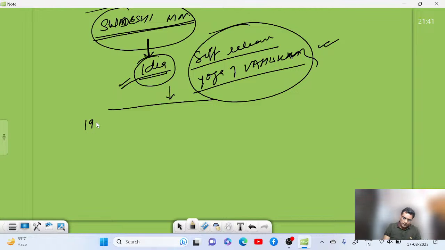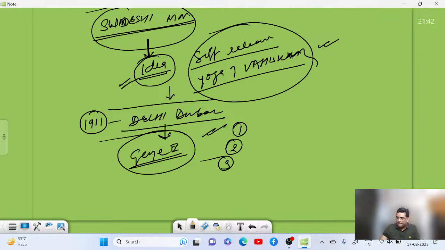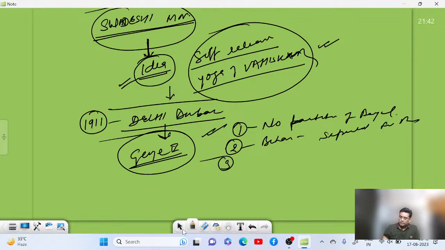And finally, in 1911, during the Delhi Darbar, George V visited India and he made an announcement. Three major announcements were made. So no partition of Bengal. Bihar was separated from Bengal and the capital of India was shifted from Calcutta to Delhi.